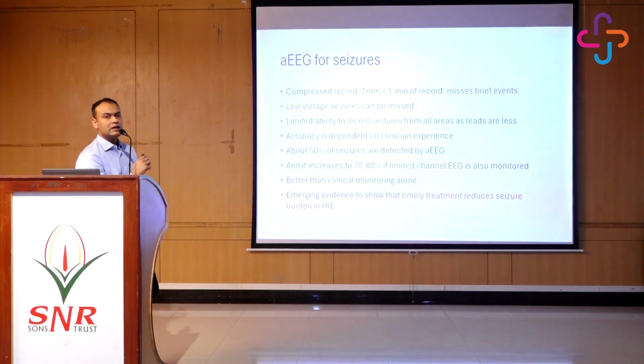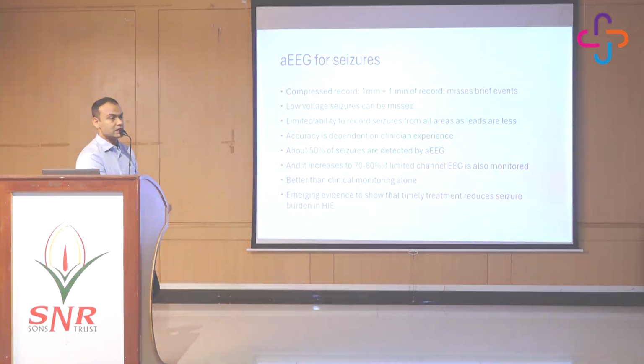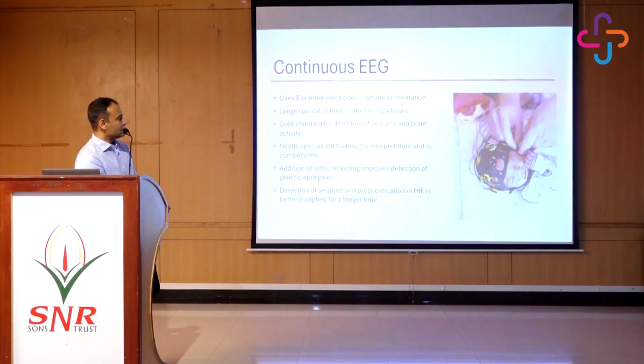If you have a corresponding conventional EEG attached to it, your pickup rate of seizures goes up to 70 to 80% as well. This is a continuous EEG as opposed to an amplitude integrated one. You have to put a lot of leads on a small baby. It's cumbersome. You need a neurologist to interpret this. So that is why we went to use an AEG. But there is a place for using conventional EEG as well.